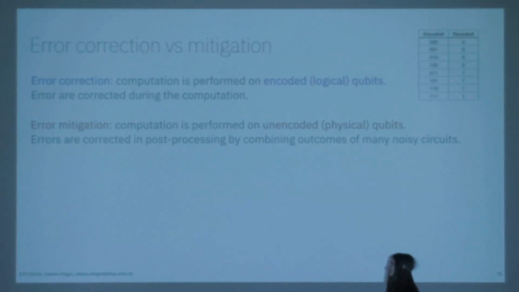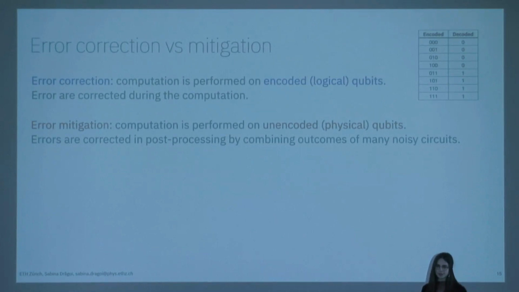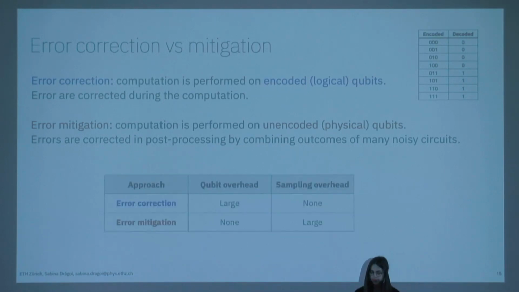But error mitigation is fundamentally different. You're not working with logical qubits, you're still working with your physical qubits, so there's no qubit overhead. However, at the end, your results are still going to be noisy, and what error mitigation basically means is a smart way of combining these noisy results to get something sensible at the end. And this is exactly what this table shows: error correction has a large qubit overhead, but no sampling overhead, and error mitigation has no qubit overhead, but large sampling overhead. And by sampling, I mean how many times you have to repeat your experiment at the end.